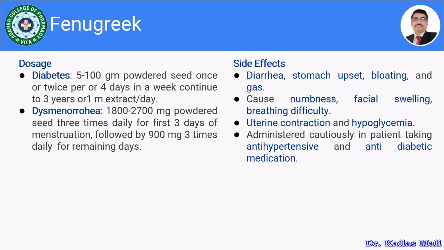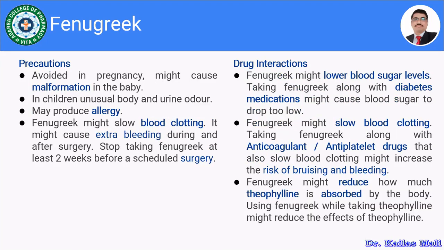Let's move towards the precautions of fenugreek. Fenugreek should be avoided in pregnancy, as it might cause malformation in the baby. In children, it may cause unusual body and urine odor. Sometimes fenugreek produces allergy, and furthermore, fenugreek might slow blood clotting. So it might cause extra bleeding during and after surgery. So stop taking fenugreek at least 2 weeks before scheduled surgery.